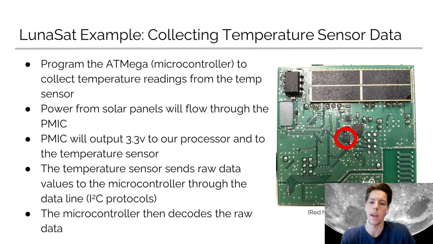First we'll program the Atmega, which is a microcontroller, to collect temperature readings from the temperature sensor. Power from the solar panels will flow through the PMIC. The PMIC will output the 3.3 volts to the processor and then the temperature sensor as well. The temperature sensor will send raw data values to the microcontroller through the data line, which, as we saw previously, was the I2C protocol. And then the microcontroller will decode the raw data. And that's how we're able to see everything that the temperature sensor is reading in. In the picture on the right, you can see the temperature sensor highlighted in red. And this is on the backside of the LunaSat.